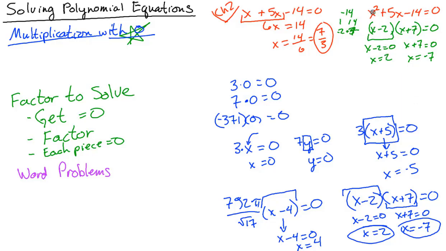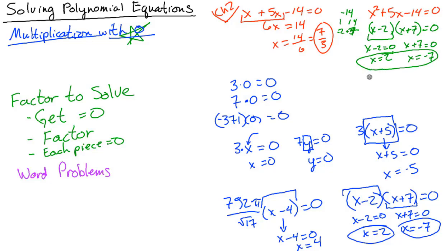Let's try it. Stick 2 in here, and we get 2 squared is 4, plus 5 times 2 is 10. 4 plus 10 is 14, minus 14 is 0. Shazam! Let's try it with this one. Negative 7 squared is a positive 49, plus 5 times a negative 7 is negative 35. Positive 49 and a negative 35 is 14. Minus 14 is 0. Both of these are answers.